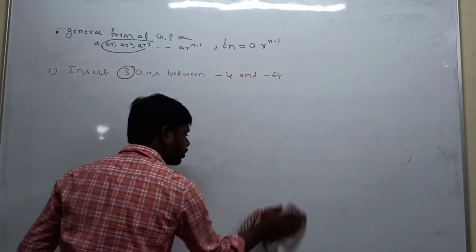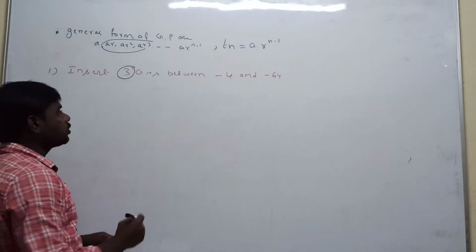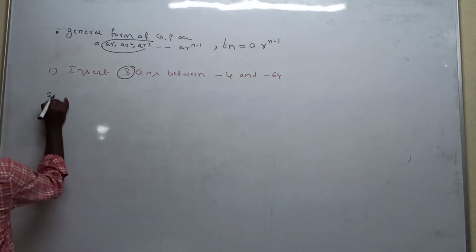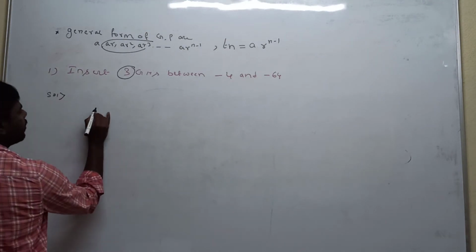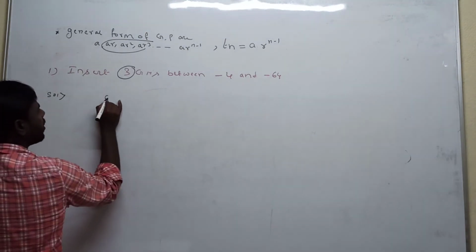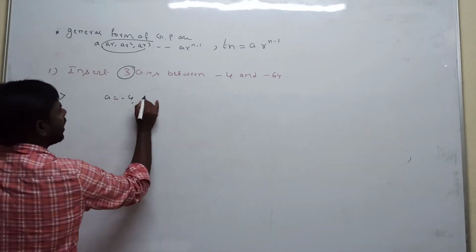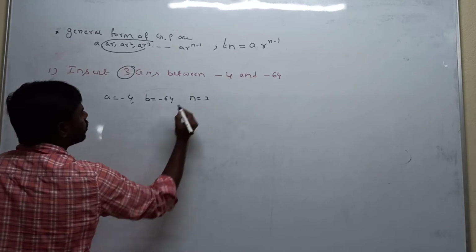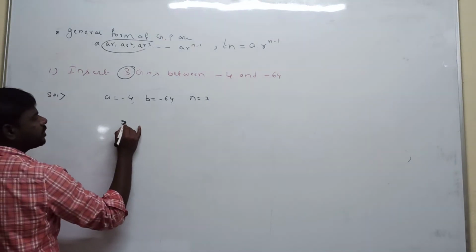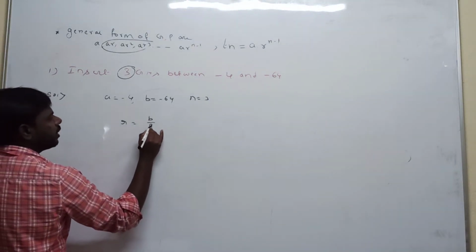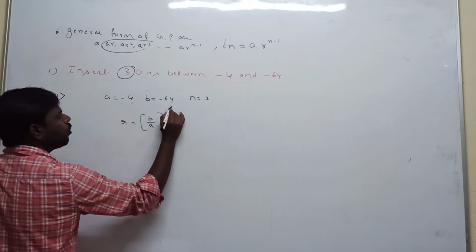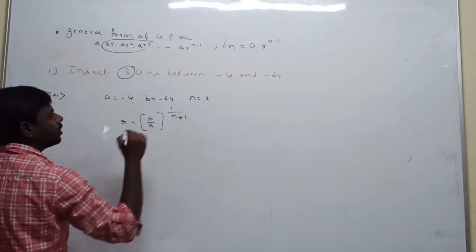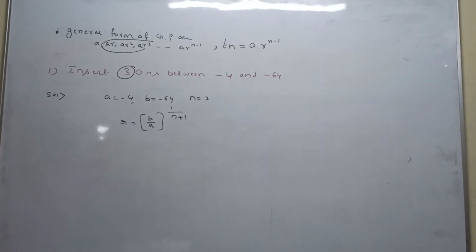Suppose another solution is also there, so I will explain another solution. Normally the given a value is minus 4, b value is minus 64, n value is 3. To calculate the r value you can apply r is equal to (b by a) whole to the power of 1 by n plus 1. This is a short form, a short method.